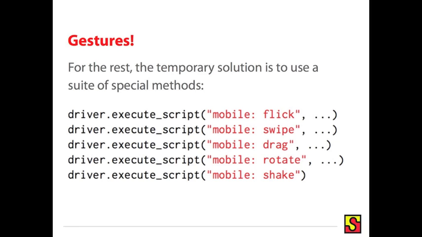Of course, we're not executing JavaScript with this command the way we would be in WebDriver. We're sending Appium a special signal that says, hey, I'm trying to access a method which isn't available in the normal protocol, and here's the name of that method: flick, swipe, drag, and so on. And then we pass the different parameters to these methods.